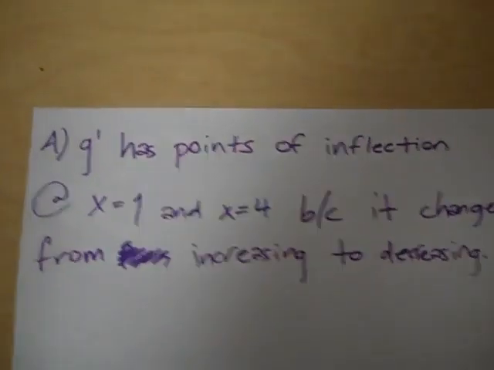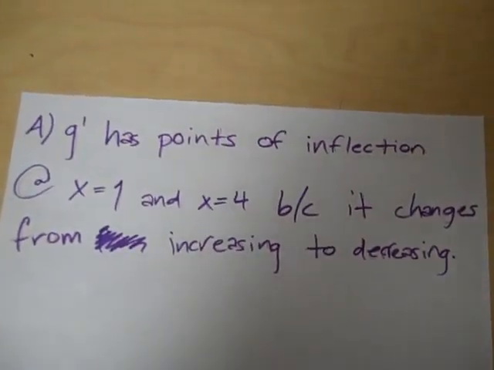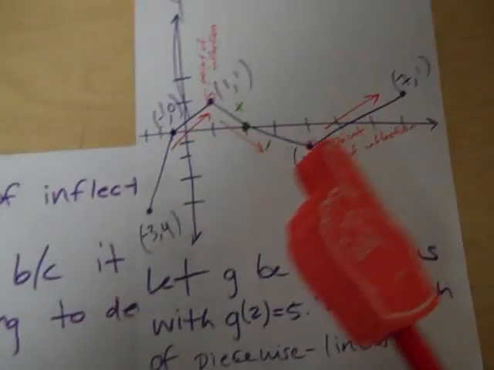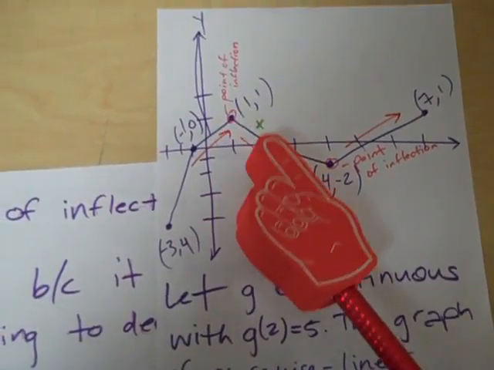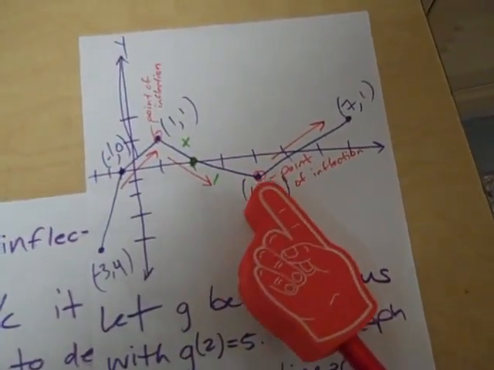The answer for A is g prime has points of inflection at x equals 1, which is right here, because you can see it's going from increasing to decreasing, and at x equals 4, which changes from decreasing to increasing.